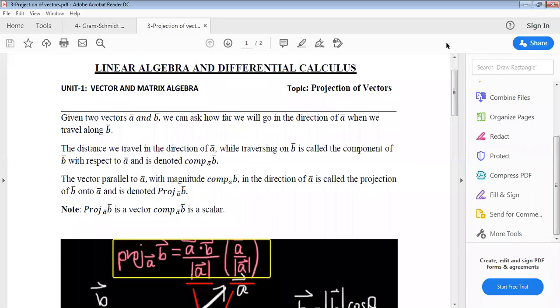Hello everyone. In this lecture, I am going to explain about projection of vectors.